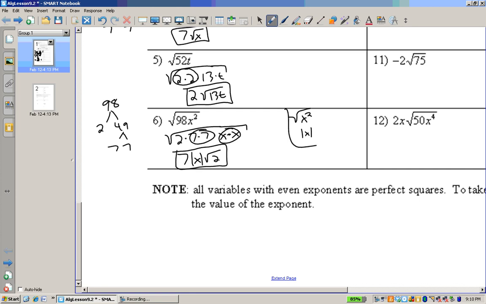So keep this in mind. This is important. The square root of x squared is the absolute value of x. So basically, you see 2 in, bring 1 out.